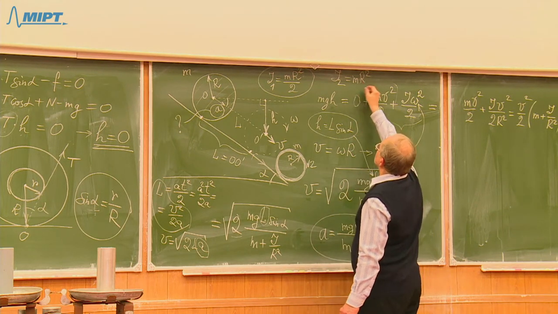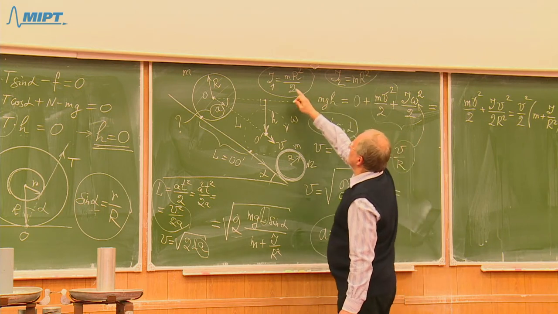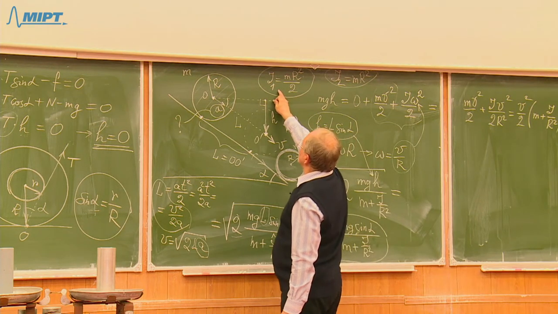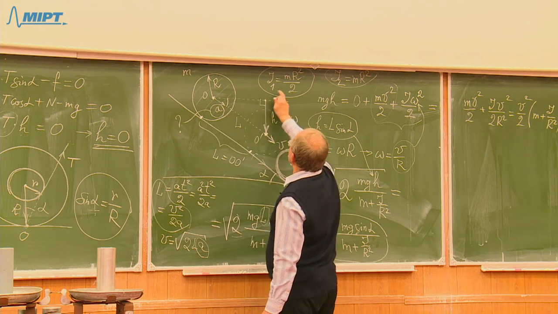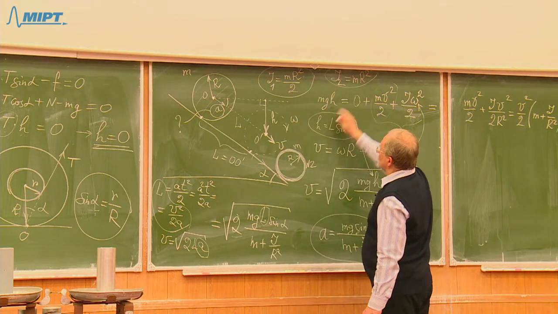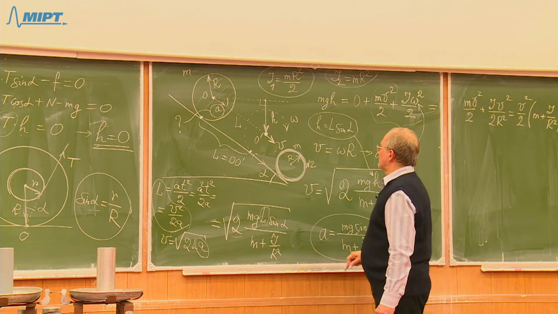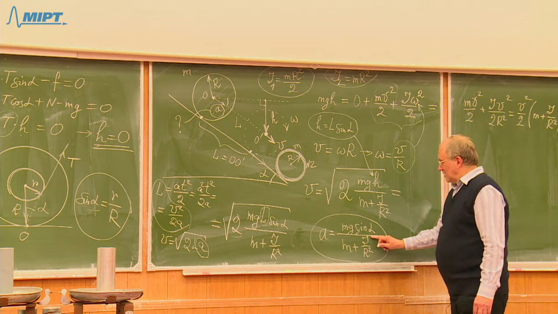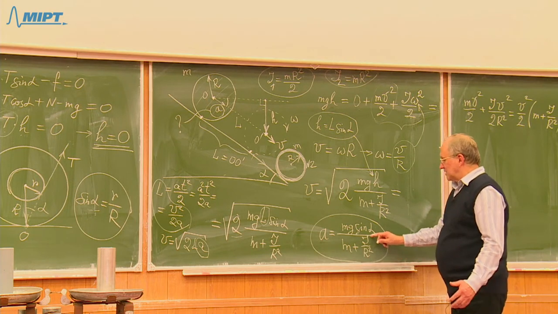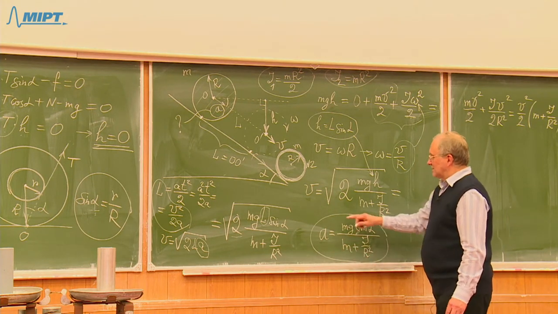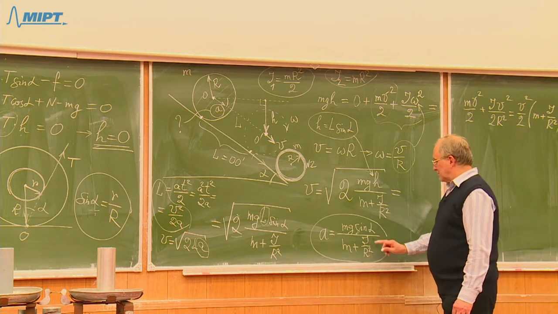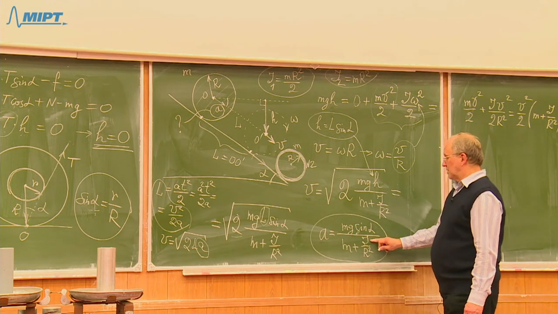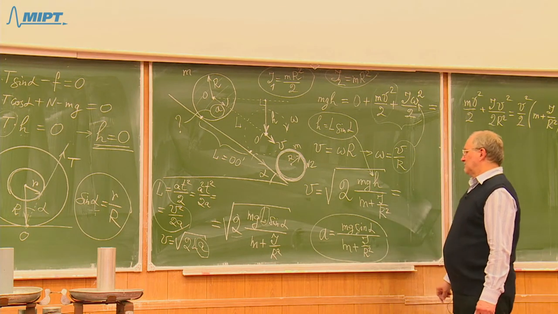So the second moment of inertia will be larger, twice as large as the first moment of inertia. The moment of inertia of the uniform disk will be twice as small as the moment of inertia of a hoop of the same mass and the same radius. So if the moment of inertia here is increased, then the second term in the denominator will increase, and the denominator itself will increase, and the acceleration will decrease. So the larger the moment of inertia, the smaller the acceleration, and vice versa. The smaller the moment of inertia, the larger will be the acceleration of this body.